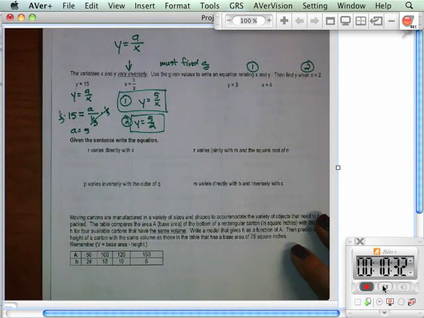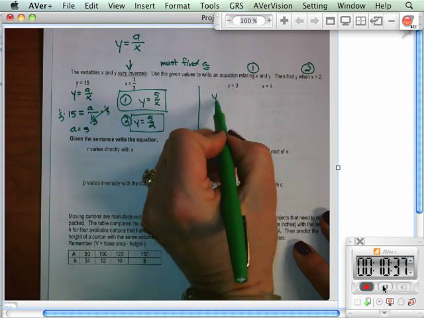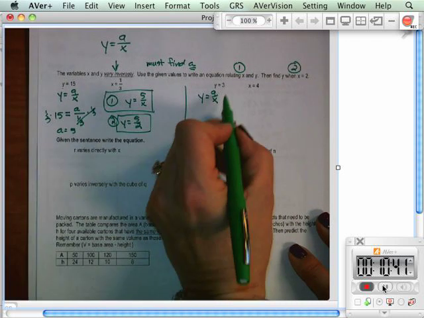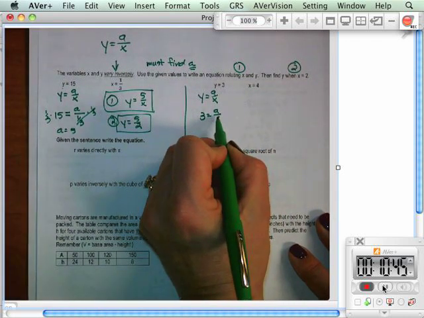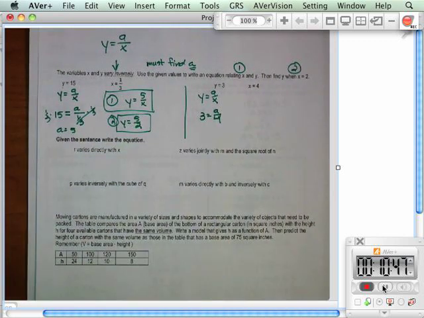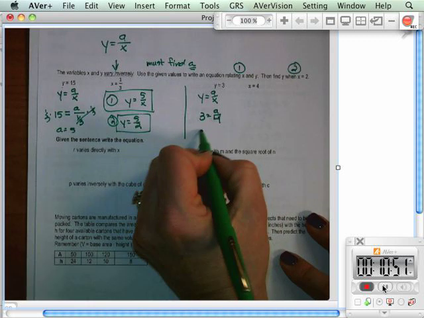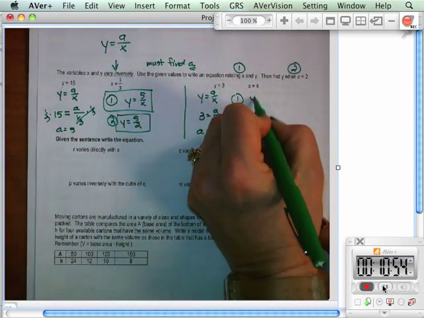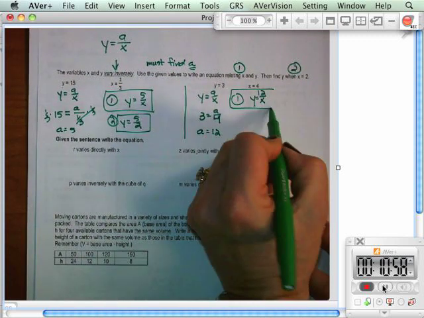Okay? Let's try one of those again. It varies inversely, so I'm working with this. I got to find A, so I plug in what I was given. What's A? A is 12. So now I can write my equation. Y equals 12 over x. That's part 1.